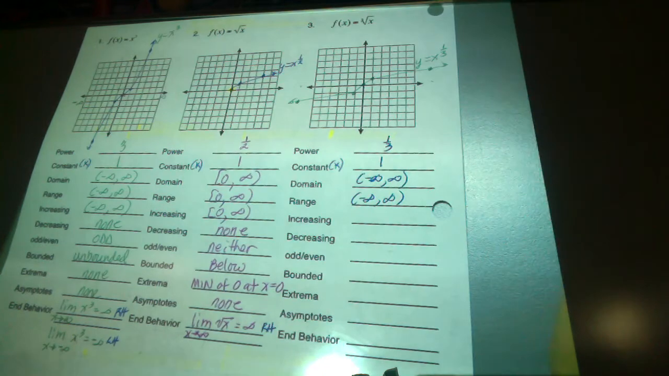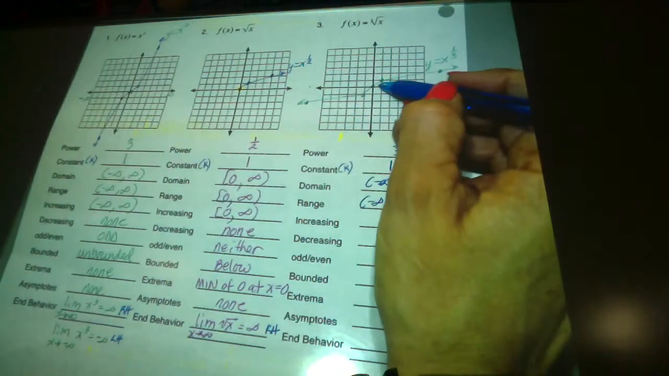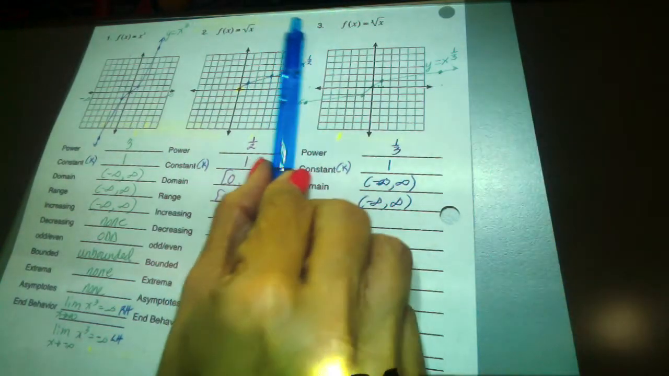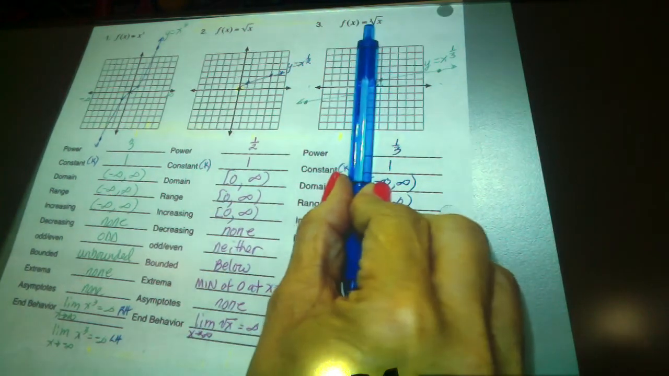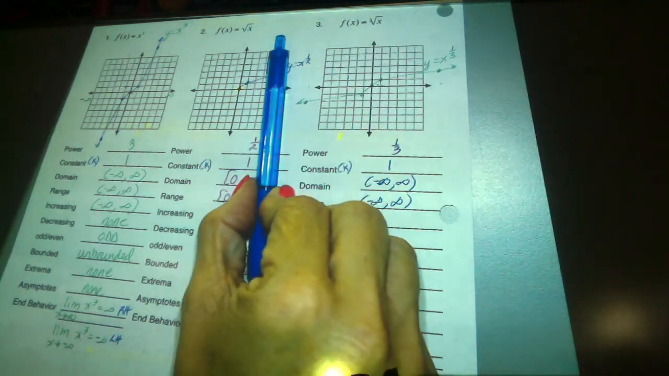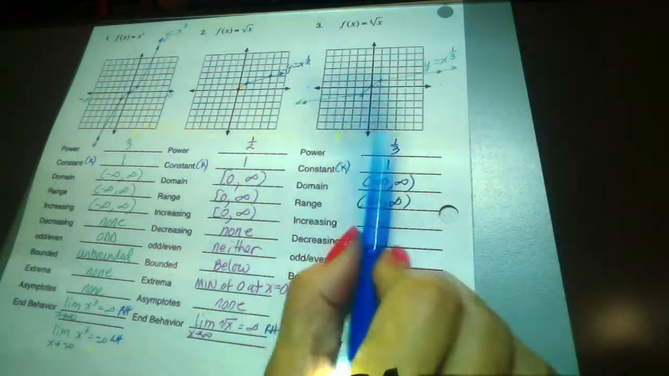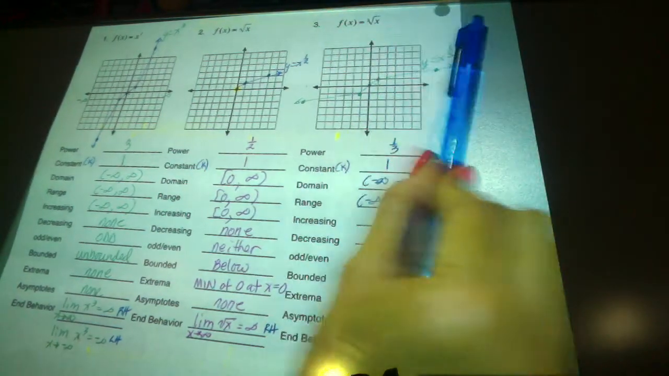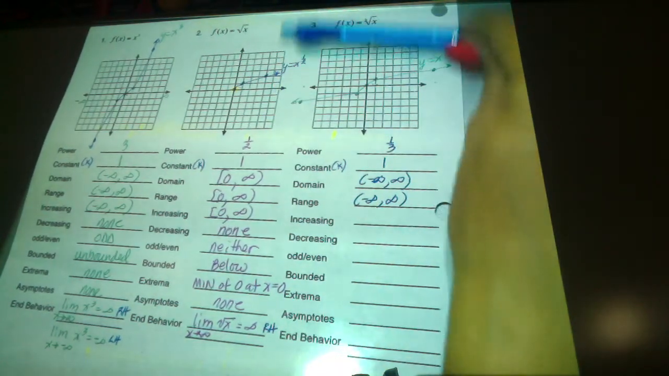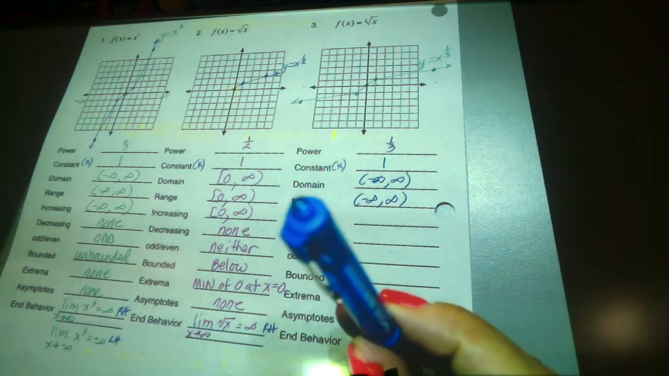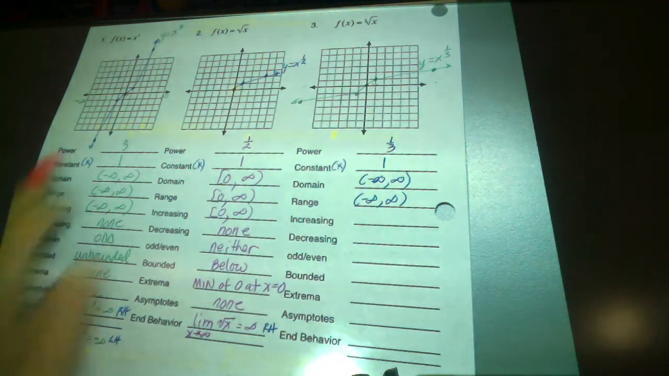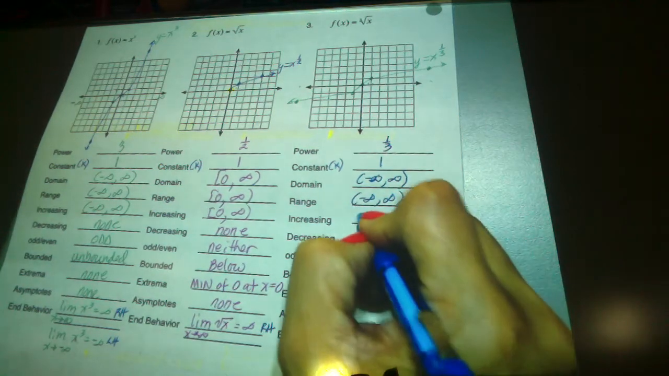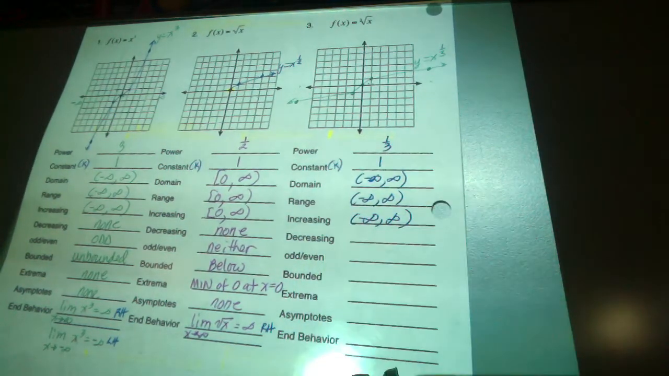All right, increasing. As I go from left to right, what did my turning point be? 0, 0. So as I go from negative infinity to the x value of 0, is the graph going from low to high or high to low? Low to high. So is that increasing or decreasing? Increasing. So then from 0 to positive infinity on the x-axis, is the graph going from low to high or high to low? Is that increasing again? This is the whole graph increasing, just like the x-cubed graph. So we're increasing from negative infinity to positive infinity. Are we decreasing? Nope. So there's none on this one also. What about odd or even?